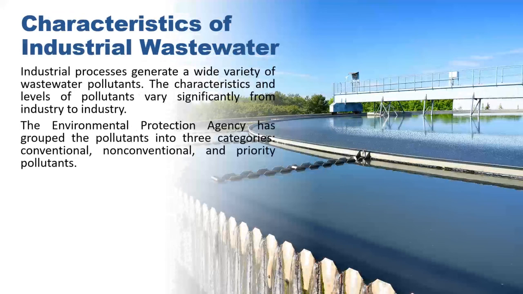Now let's move on to the characteristics of industrial wastewater. So the industrial wastewater processes generate a wide variety of wastewater pollutants. The characteristics and levels of pollutants vary significantly from industry to industry. So a petroleum industry has a different industrial wastewater composition compared to the manufacturing industry. The Environmental Protection Agency has grouped the pollutants into three categories. We have the conventional, non-conventional, and the priority pollutants.